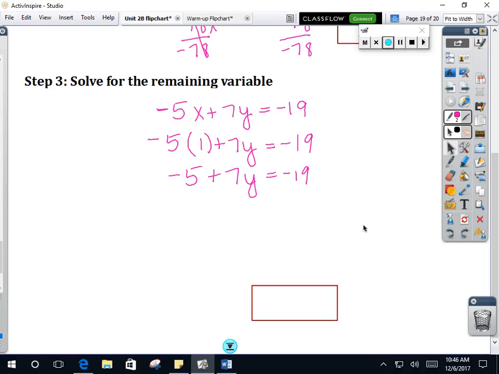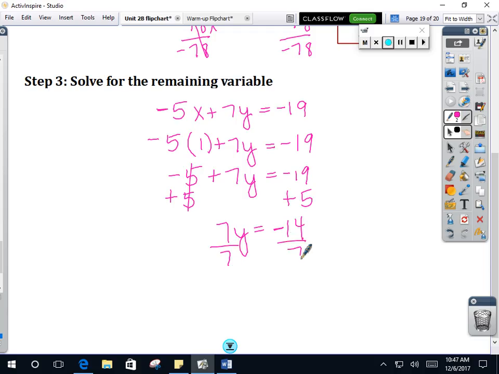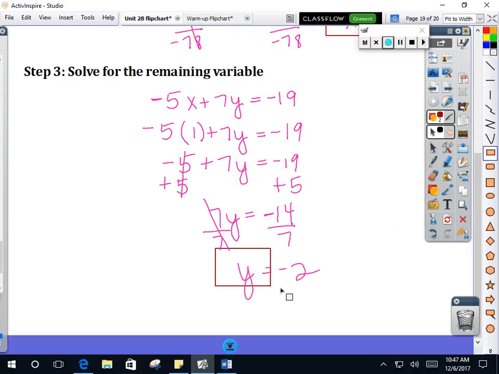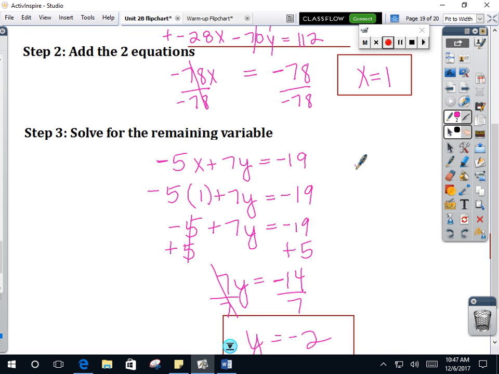Now what do we do? Correct. We're trying to get everything away from that y, so we start by adding the 5 to cancel it on this side, and then we add it to this side. And we end up with 7y equals negative 14. And then what do we do? Divide by 7 on both sides, so y equals negative 2. Okay, now that you know your x and your y value, you write your answer as an ordered pair. So the answer would be 1, comma, negative 2.